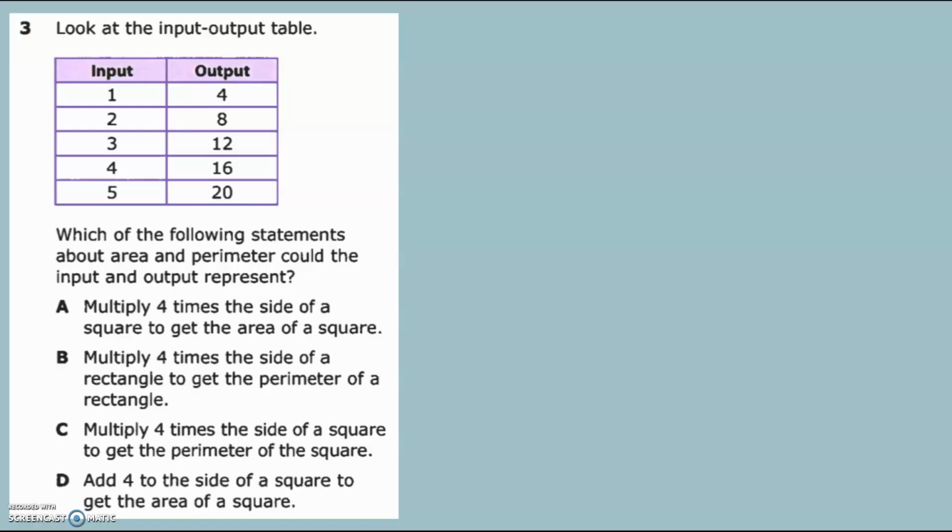Number 3, look at the input-output table and decide which of the following statements about area and perimeter could be the input and output, or could the input and output represent. This one I'm going to kind of ignore that input-output chart and just really look at my answer choices. My answer choices all talk about squares and rectangles.